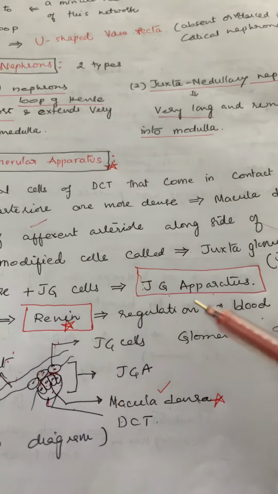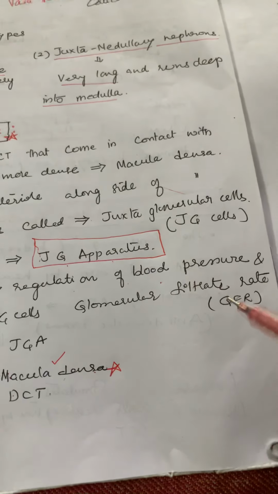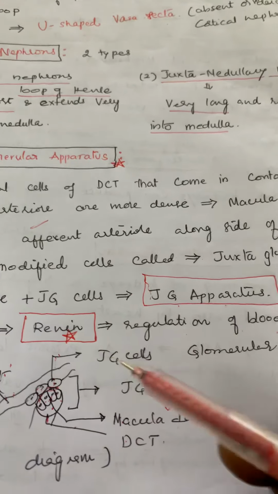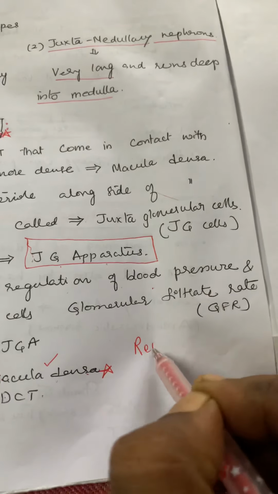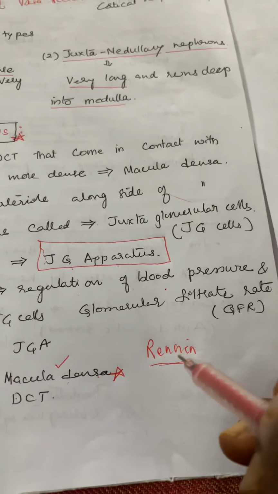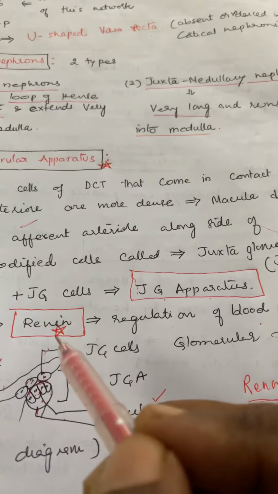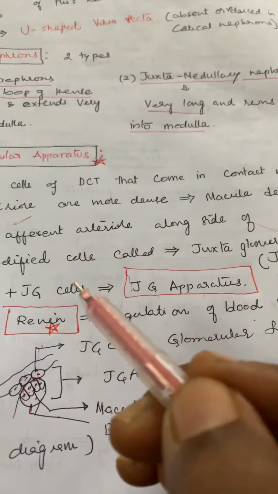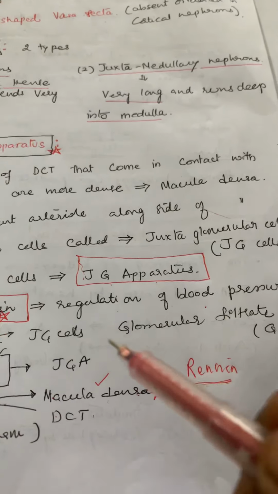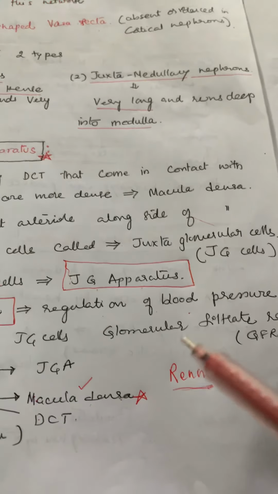What is its function? It regulates blood pressure and also GFR, the glomerular filtration rate. How does it regulate? It secretes what is known as renin. This renin is different from the renin concerned with the digestive system, which helps to digest the milk protein casein. This renin is concerned with the excretory system in the kidney, secreted by the JG cells to regulate the blood pressure and also the GFR.